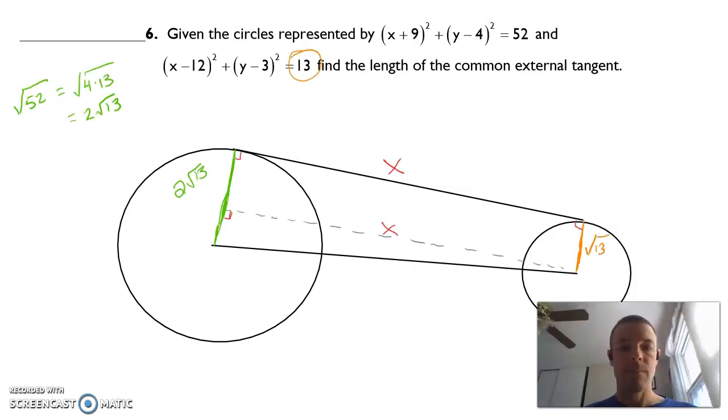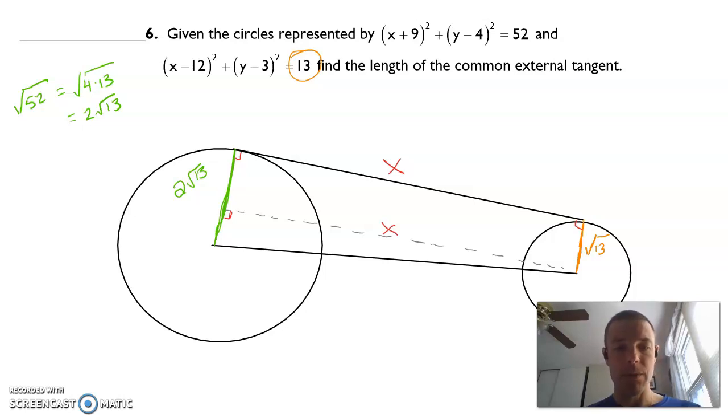So we've got this set up to start. The radius of the bigger circle is square root of 52, but that can be simplified to 2 square roots of 13. The radius of the smaller circle is the square root of 13. And remember, I can take that common external tangent here and drop that straight down because our radii and our tangent are perpendicular, straight down that radius, and it is also going to be perpendicular to this longer radius.